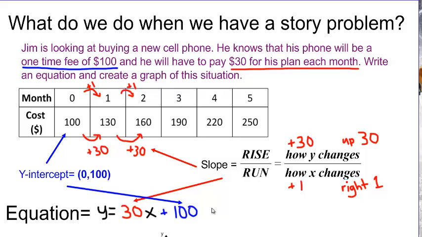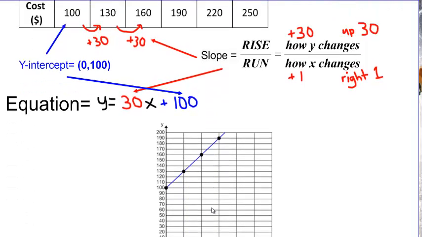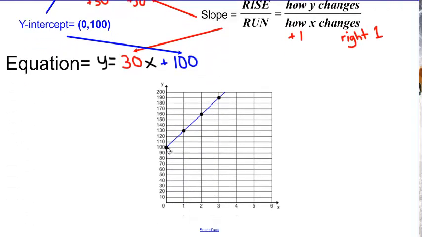Now, if we want to look at a graph of this to compare, if we scroll down, we see that we do start our graph at 100, and we go up 10, 20, 30 over 1 to hit our next point. We could continue this pattern and go up 10, 20, 30 over 1 again and hit our next point. Either way, you have correctly written an equation and created a graph in slope-intercept form.